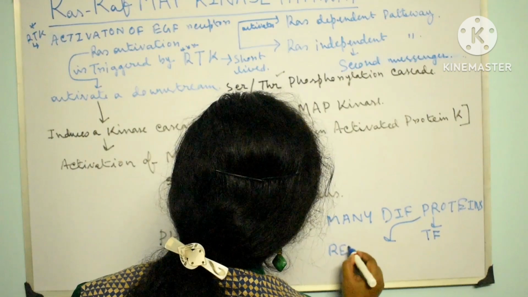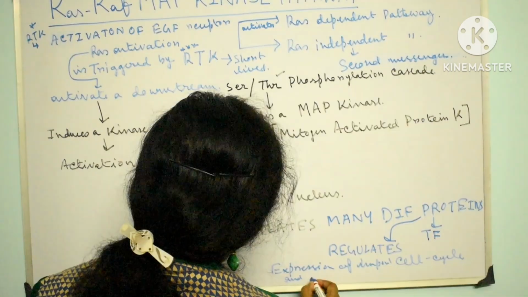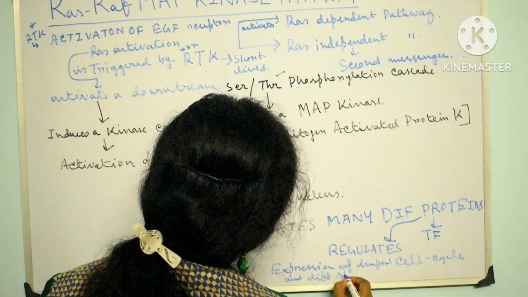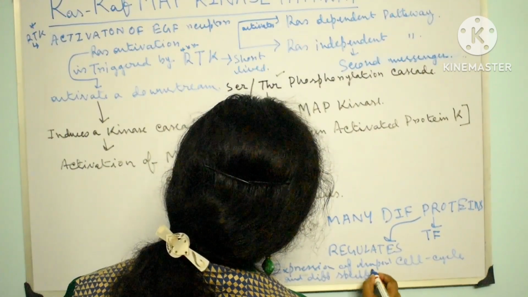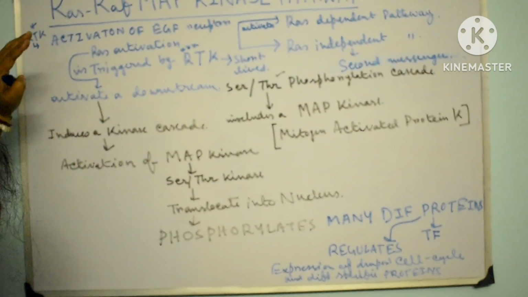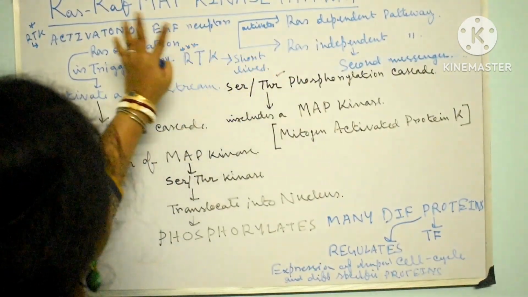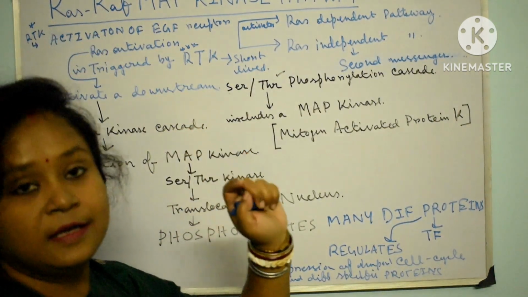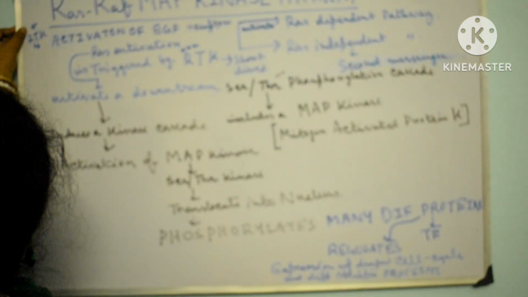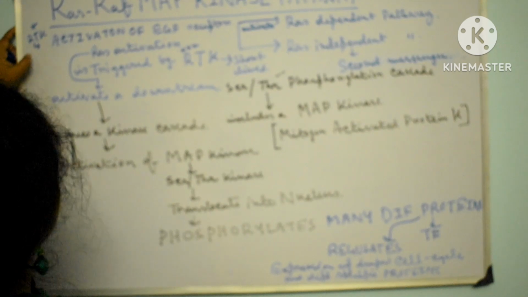This regulates expression of important cell cycle and differentiation specific proteins. To summarize the whole: this is about the Ras-Raf-Map kinase pathway. Lots of unusual terms are used here. All of it is initiated by an activated RTK, receptor tyrosine kinase.